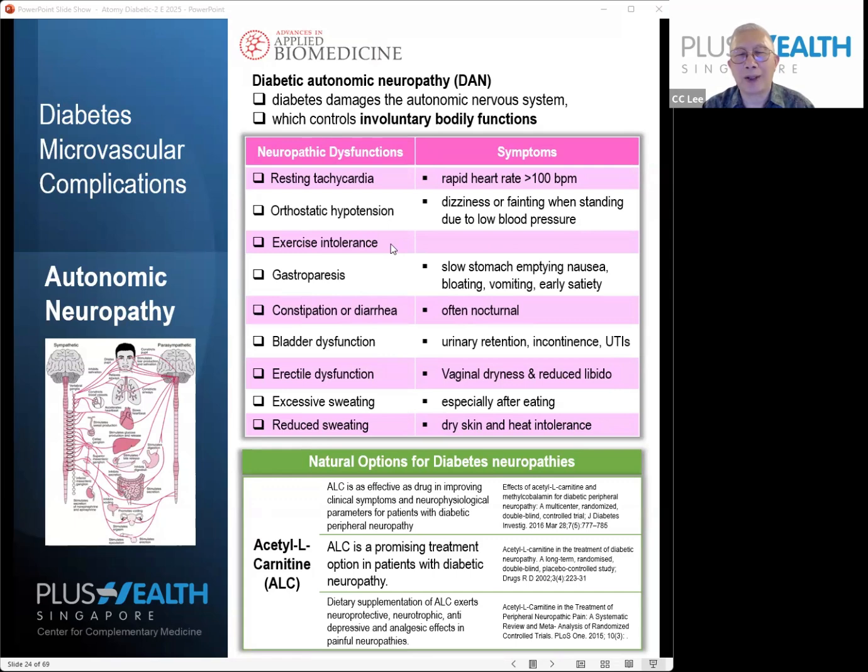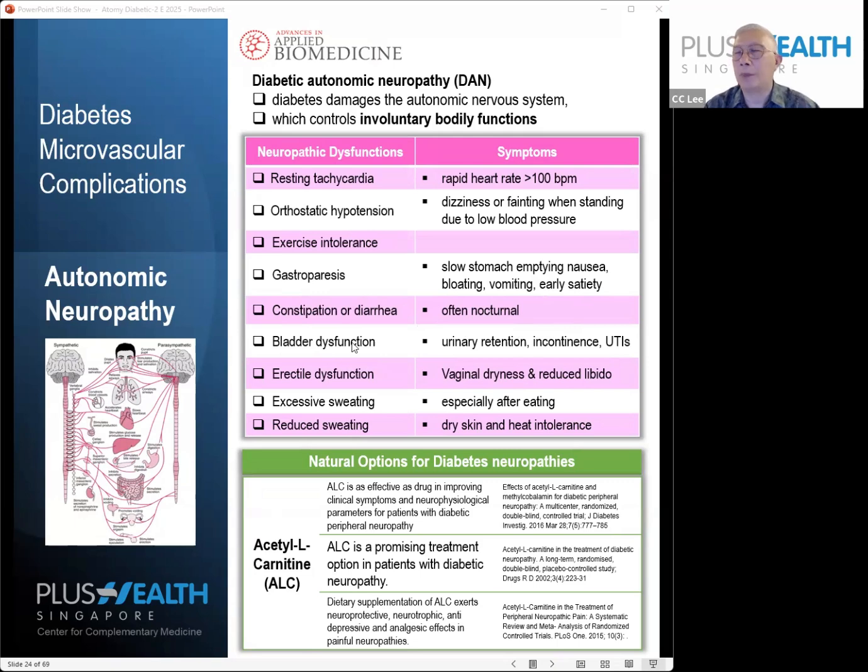So you will suffer from exercise intolerance, right? You will have slow stomach emptying, nausea, bloating, vomiting, and you feel much more easily full. That means that you are not hungry very easily. All right. Now you may also have diarrhea at night, or constipation at night. This can happen at night.